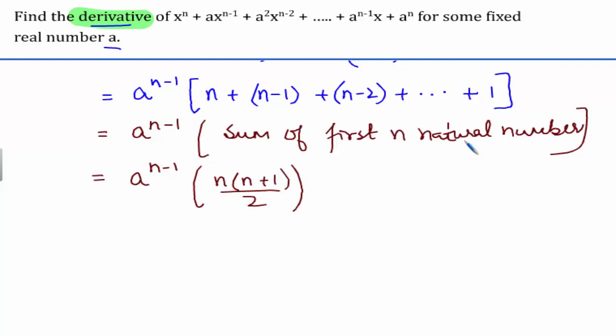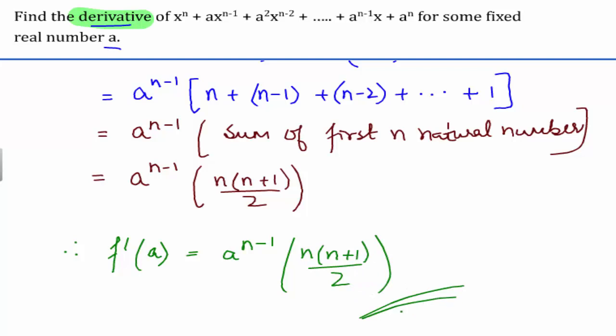Therefore, the derivative of the given function for some fixed real number a is a raised to the power n minus 1 times n(n plus 1) divided by 2. This completes the solution.